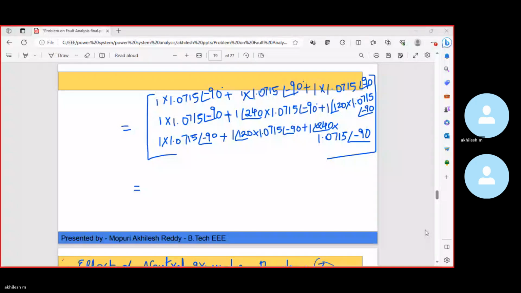Okay. In the previous discussion, we had seen the three-phase fault calculation at bus bar 3 fault current and line to ground fault current.